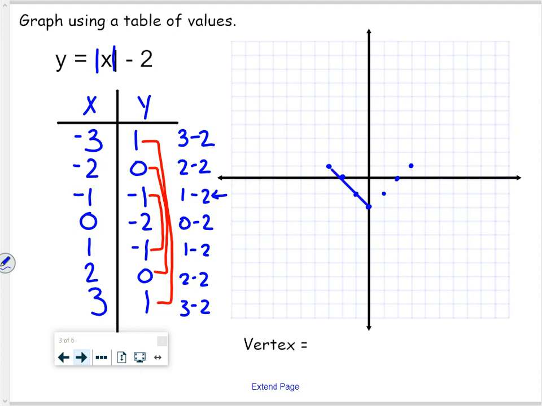This graph, I want you to notice, looks just like our parent function, that first one that we did, but it dropped down 2 spaces, right, because of that subtracting 2. So this time my origin, instead of being at 0, 0, is going to be right there, or the one ordered pair that didn't have any symmetry with another point. So that is at 0, -2.